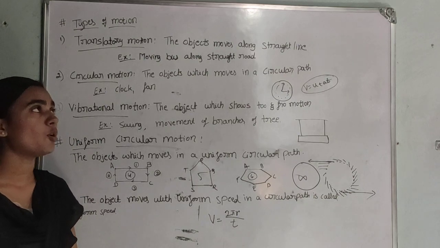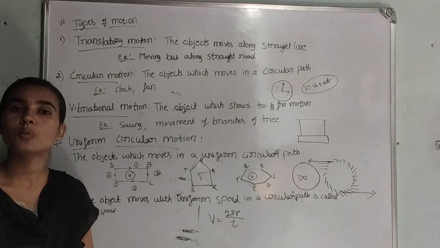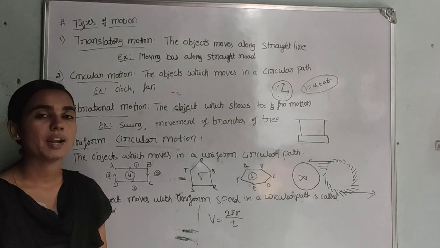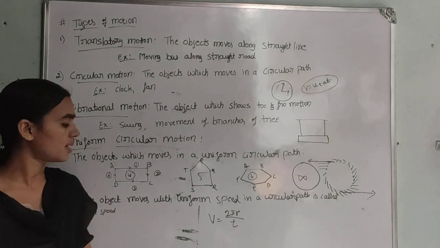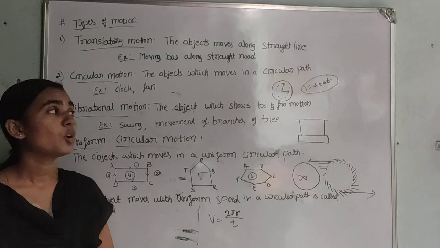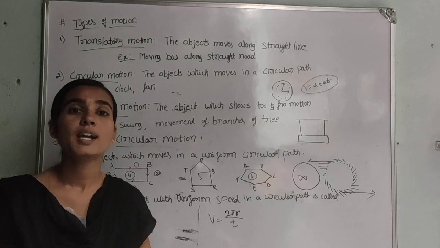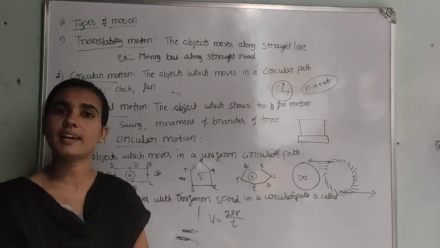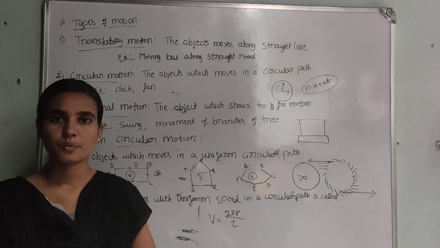I hope all of you understood the types of motion and uniform circular motion. You have to remember the formulas: the velocity formula, acceleration formula, speed formula, the different equations of motion, and the velocity of an object moving in a circular path. Up to here, the theory part of the first chapter is complete. Still we have 5 to 6 in-text questions and 10 exercise questions. Those questions we will discuss in the next videos.